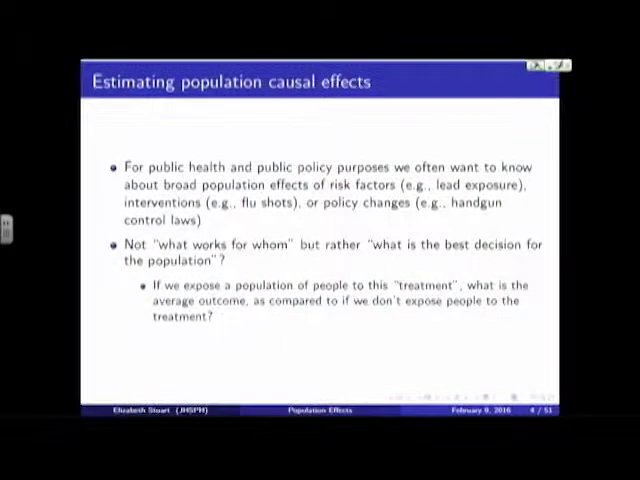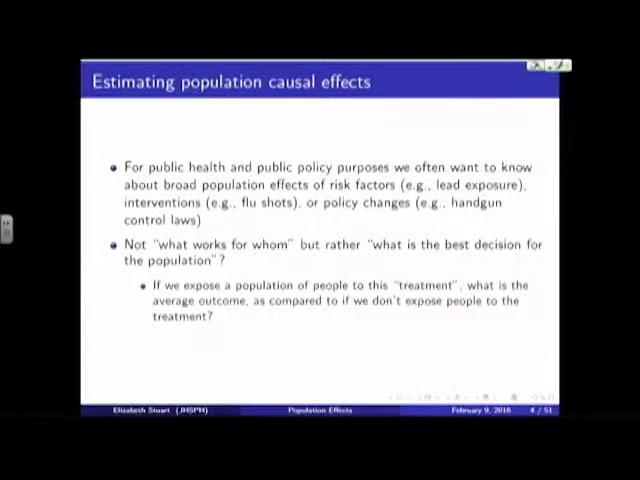So for public health and public policy purposes, we often want to know about the broad population effects of maybe risk factors, for example, lead exposure, interventions, maybe flu shots, or policy changes, maybe handgun control laws or some other policy change. What I'm focused on in this talk and a lot of my work is this question of what is the best decision for the population?